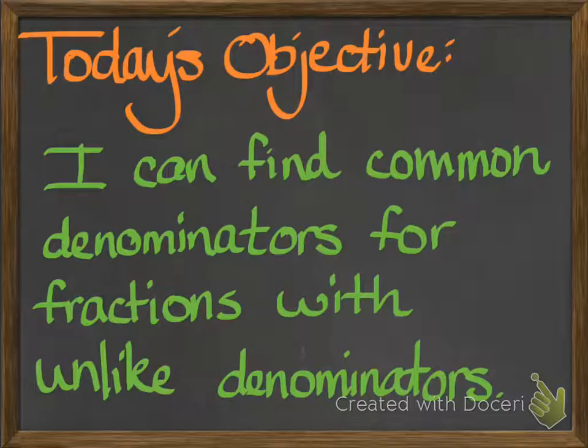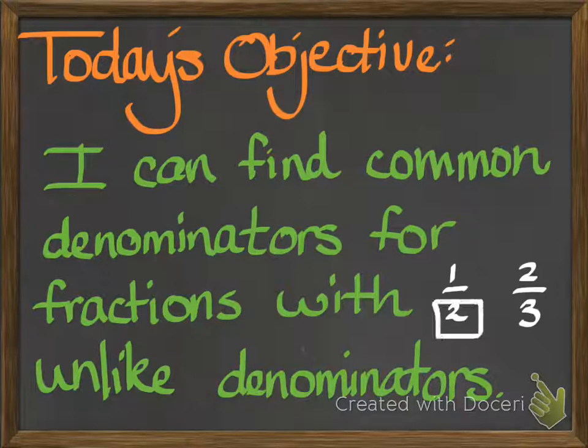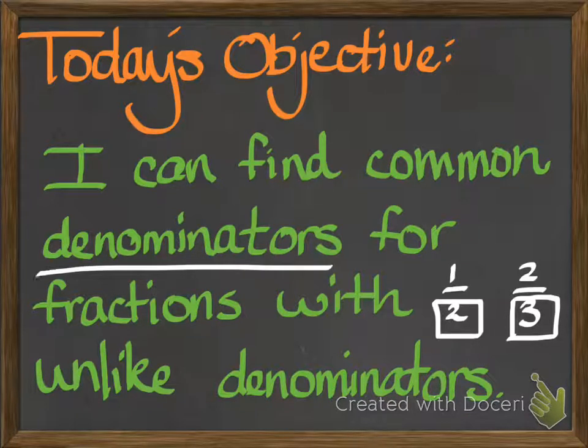Today's objective is I can find common denominators for fractions with unlike denominators. So if we have two fractions where the denominators are different, say 1/2 and 2/3, our denominators here are 2 and 3, they're different. So what we're going to try to do today is find a common denominator, a denominator that's the same for unlike fractions, or fractions with unlike denominators.